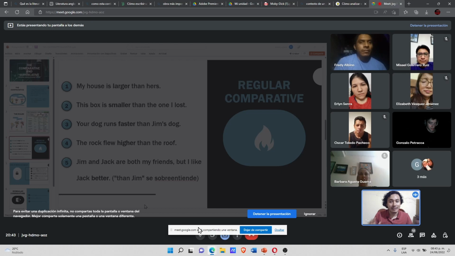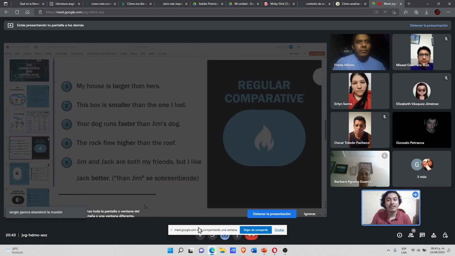My house is longer than hers. This is comparative. And superlative, in this example: my house is longest. This is superlative. Longest, longest, longest. Yeah? The other example. This box is smaller than the one I lost.